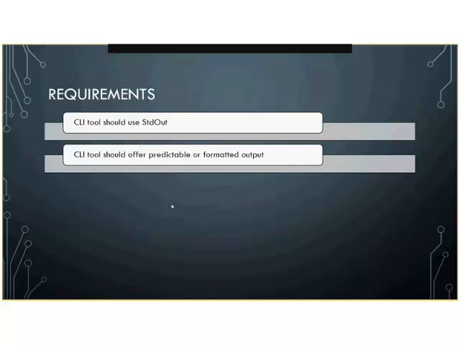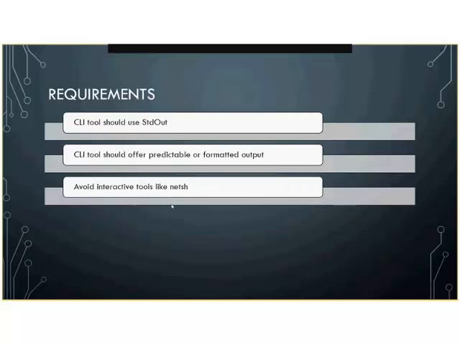Ideally, your command line tools should offer predictable or formatted output, so that no matter what I do when I run this command, or this command with this particular set of switches, I'll always have the same type of output. If the command is going to generate output that varies depending upon time of day or phase of the moon or whatever, it's going to be much, much harder to turn that into a PowerShell tool. So we want something that's predictable or has output that is structured, formatted.